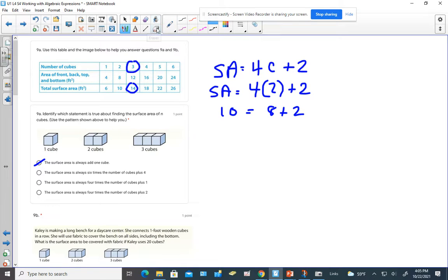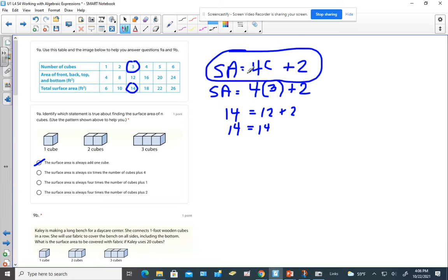Let's substitute in. We'll erase and let's put in the 3. For C, we're putting in 3. 4 times 3 is 12, plus 2 would equal 14. So I haven't done it for all of them, but so far for the first 3, it seems to work. So this is going to be our equation that we're going to want to use for part B.